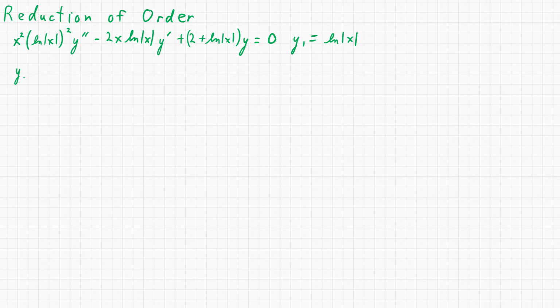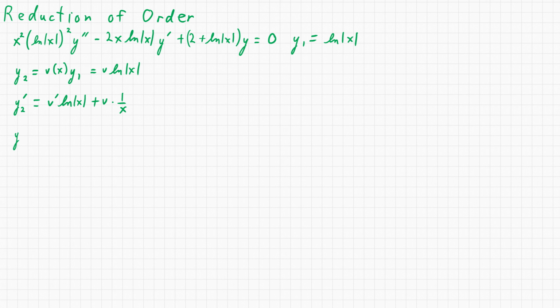So we guess y2 is some unknown function v of x times y1. I write that as v times the natural log absolute value of x. Now we've got to take some derivatives. So y2 prime equals v prime times the natural log absolute value of x plus v times the derivative of natural log absolute value of x, that's 1 over x. I'll leave that alone. I can't really simplify it.